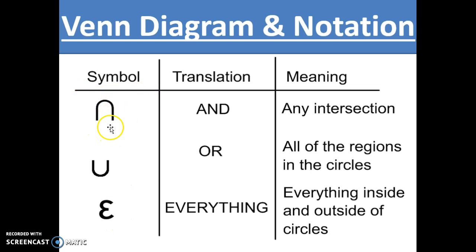1, 2, and 3. So the very first one, it's an intersection, or think of it as "and". So the meaning is any intersection at all. U, or union, means "or", so all the regions in the circles. This E means everything, so everything in and outside the circle.